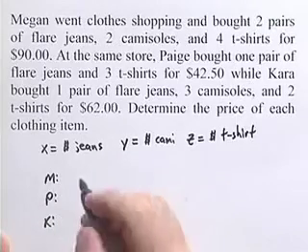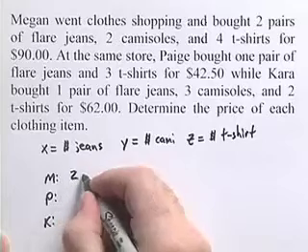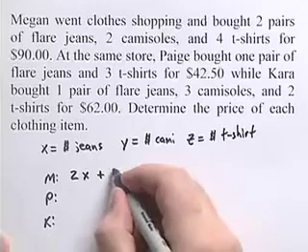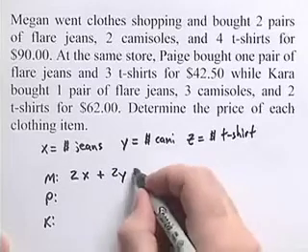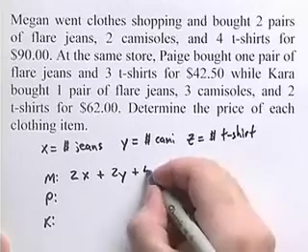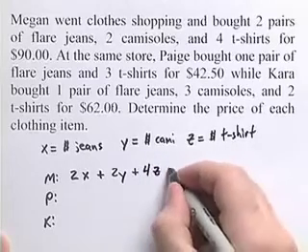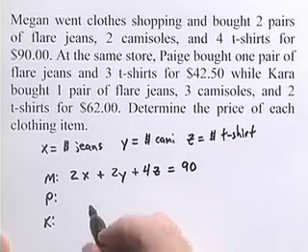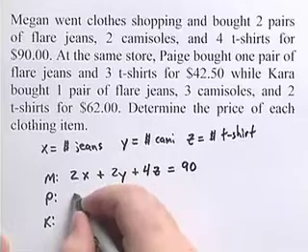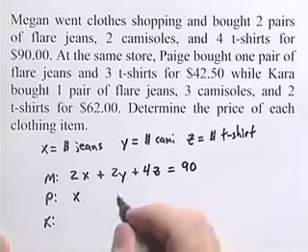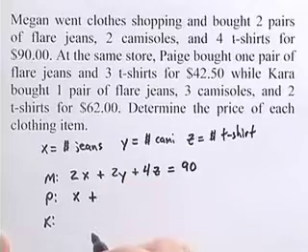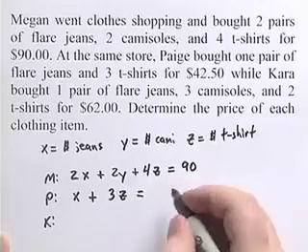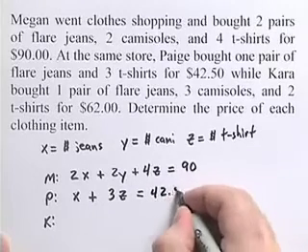We know that Megan bought 2 pairs of flare jeans, so she spent $2X on flare jeans, plus she bought 2 camis, so she spent $2Y on camis, plus she bought 4 t-shirts, so she spent $4Z on t-shirts, for a total of $90. Paige bought 1 pair of flare jeans, so she spent X dollars on jeans, plus she bought 3 t-shirts, so that's plus $3Z, for a total of $42.50.